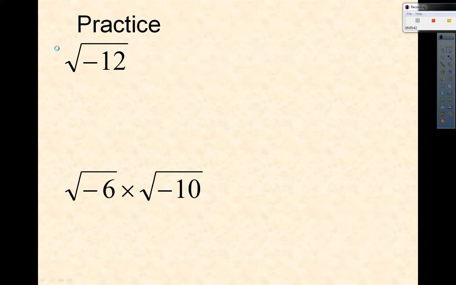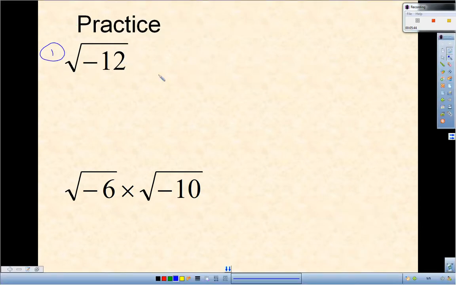Alright, take a look at this first one. It's the square root of negative 12. Again, that negative sign underneath the square root lets me know that I am going to have an imaginary unit, so I'm going to take out the i, but I can simplify 12. 12 is the same thing as 4 times 3, and then the square root of 4 is 2, so that would give me 2i square root of 3.